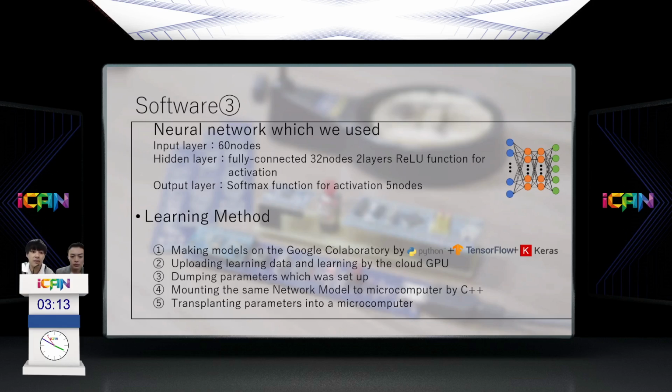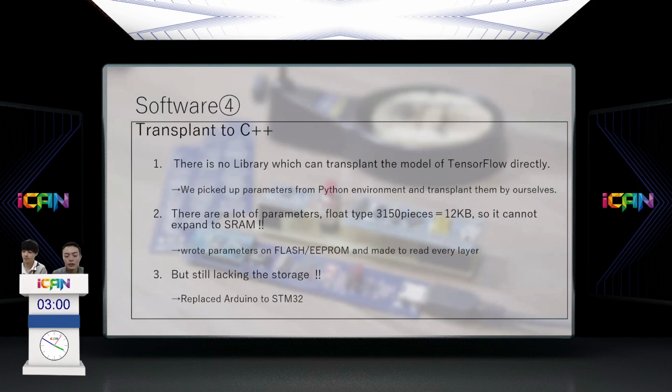We made the learning part of the neural network in Python. After learning, we dumped the parameters and transplanted it to C++ on the microcomputer. These things I call breakthroughs. We had to make software to execute the neural network in C++ by ourselves because there was no good library to transplant it to a microcomputer. And we had to manage the lack of RAM and ROM to transplant the neural network onto the microcomputer.